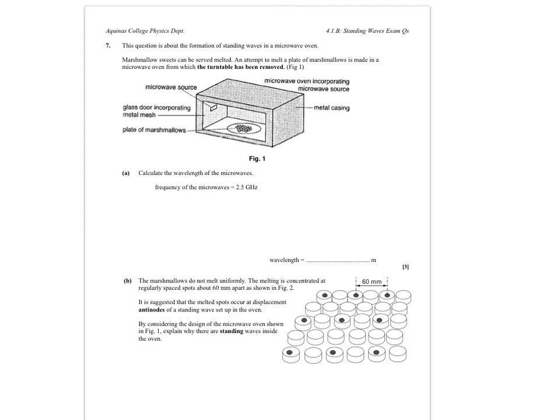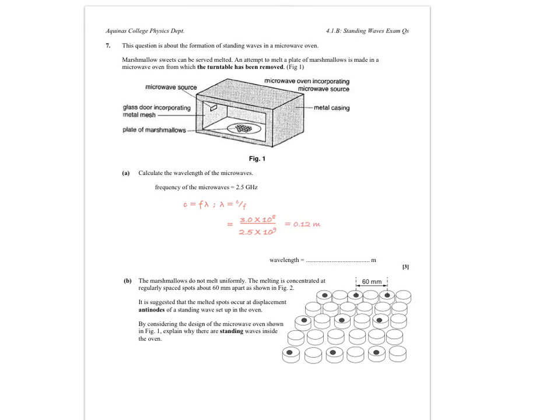We're told that the frequency of the microwaves is 2.5 gigahertz, and what we need to do there is just go back to our equation, which is that V equals F lambda. Here I'm not using V, I'm using C, because microwaves, part of the electromagnetic spectrum, travel at the speed of light, and we give that the symbol C in physics. So C equals F lambda, rearrange lambda equals C over F, and that gives me 3 times 10 to the 8 divided by 2.5 times 10 to the 9, 0.12 meters.